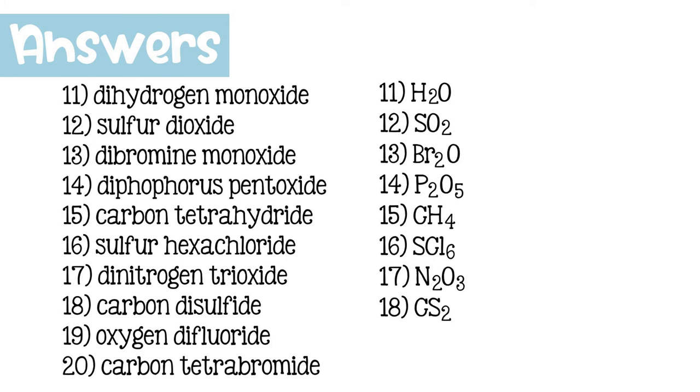Now, oxygen, no prefix, we're just going to write an O. Difluoride is 2 fluorines, or F2. So our answer is OF2. Now we want carbon tetrabromide. Carbon, no prefix, is just a C. Tetrabromide is 4 bromines, or Br4. So the compound is CBr4.